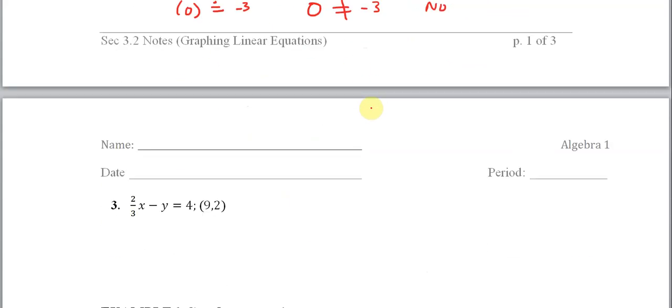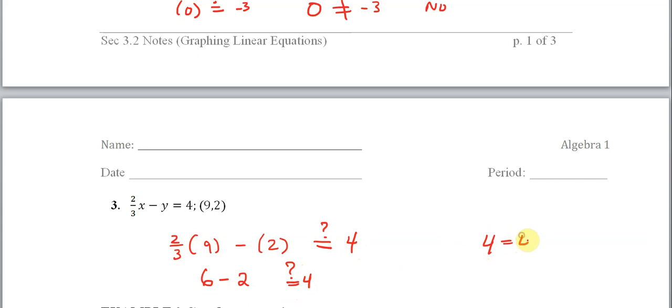Okay. Let's look at one more. 2/3 x minus y. So 2/3, substituting in 9 minus y, 2, is that really equal to 4? Well, 2/3 times 9 is 18 over 3 is 6, minus 2, is that really equal to 4? I mean, of course it is. That turns out to be 4. That's equal to 4. So the answer here is yes.